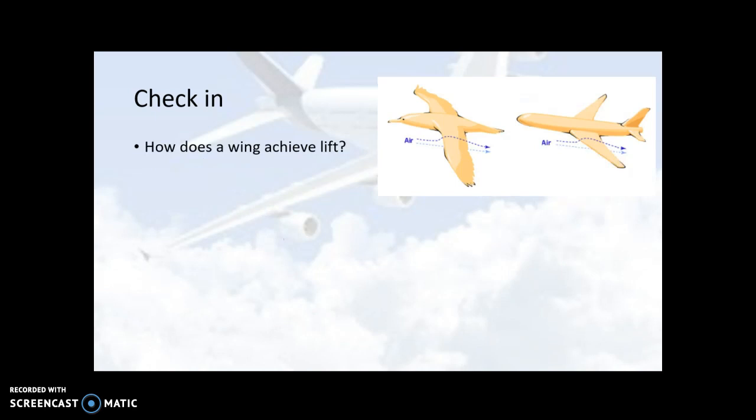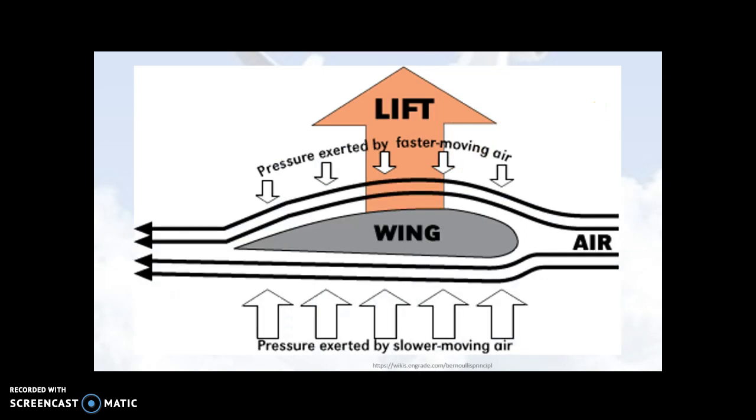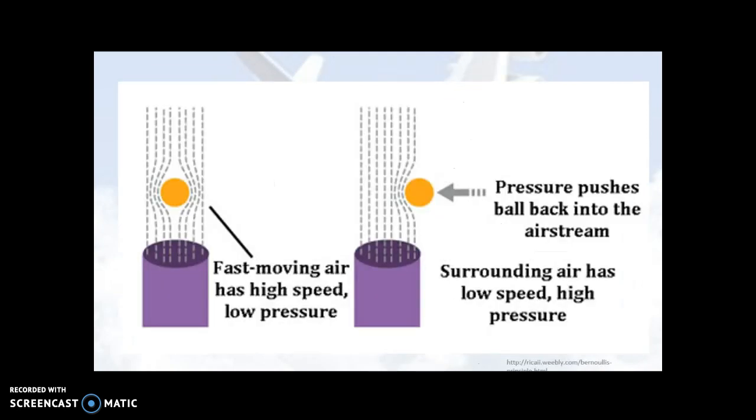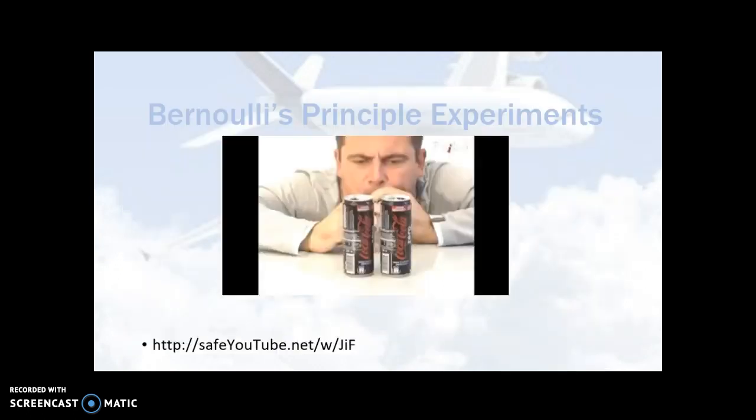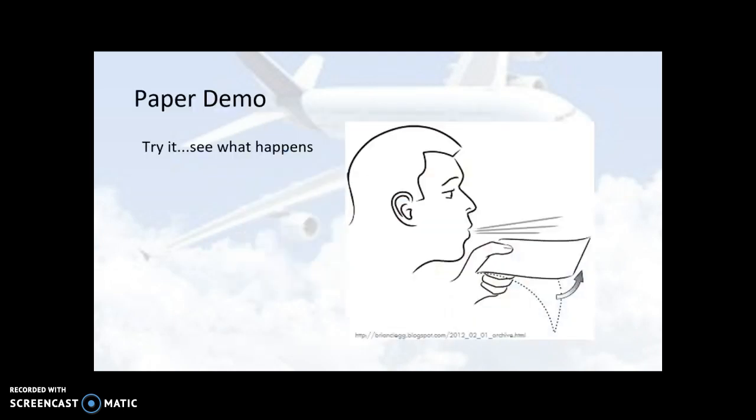Explain how the wing achieves lift. Here's an example of this. And another example of moving something in. There's some fun experiments that you can do. I am going to share that video out with you. But these are things that you can do in your house also. For example, take a piece of paper and blow gently over the top of it. What's going to happen?